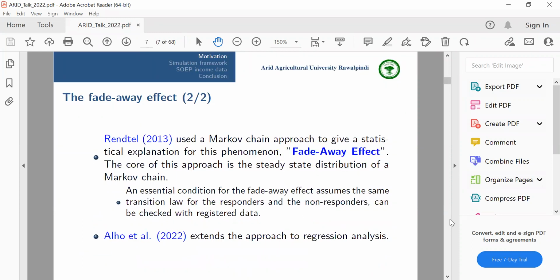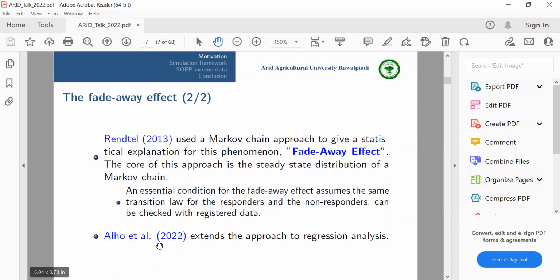Rental used this concept for a Markov chain model, and he introduced the concept of the fadeaway effect. Here he used register information, where the information on the non-respondents can be obtained from a register survey. We are not working on register information, so we will not discuss this so much because we will introduce this concept for the regression model. But the essential condition for this Markov chain approach is that we get this information from a register survey.